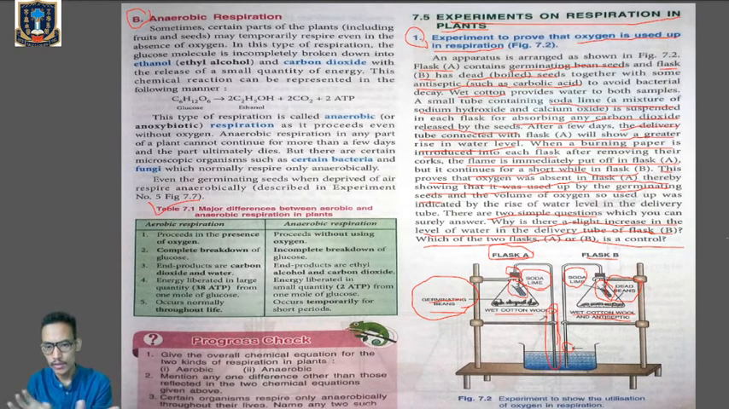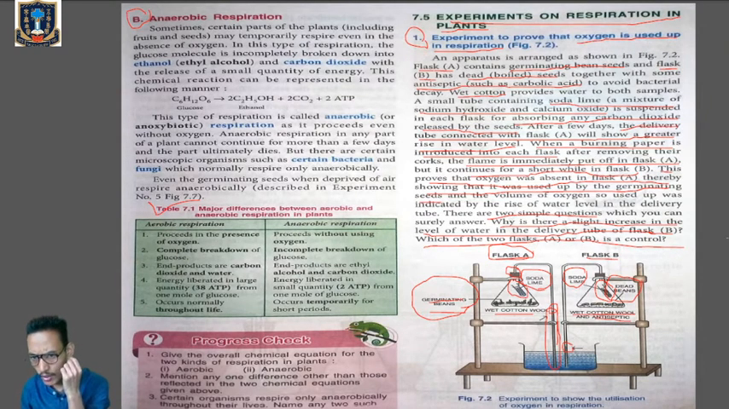Then both the flasks are connected with the delivery tube. Leave the apparatus for a few days in normal condition, normal light, normal temperature. After a few days, we'll observe that the level of water in the delivery tube in flask A will increase up to a certain level. But in flask B, only a slight increase will be there.